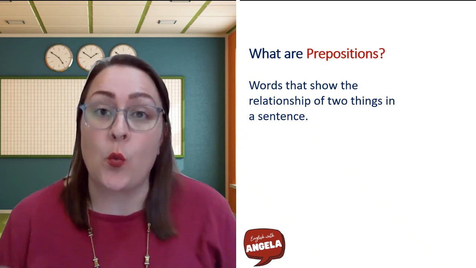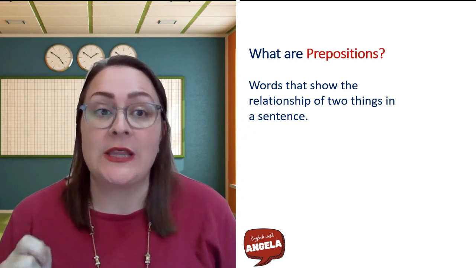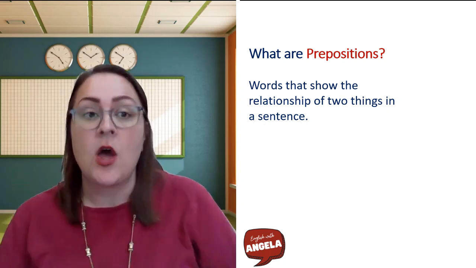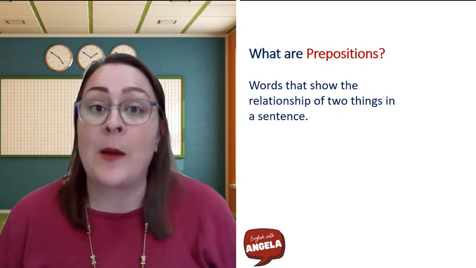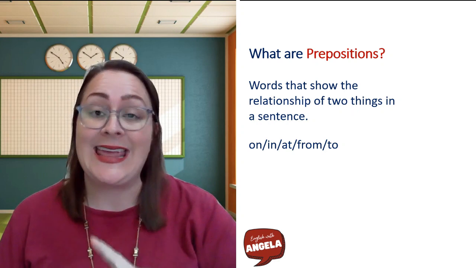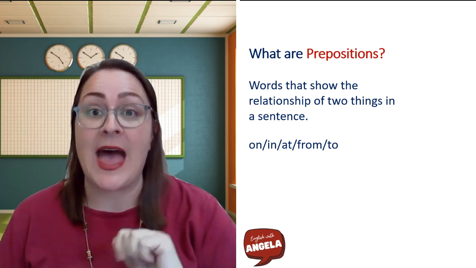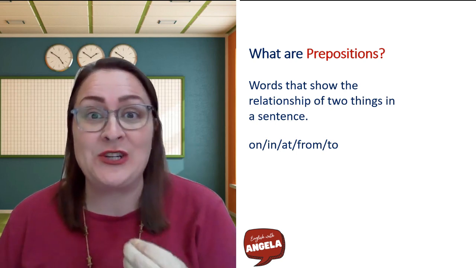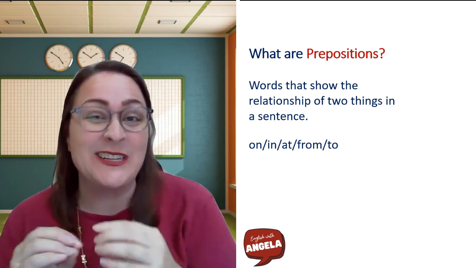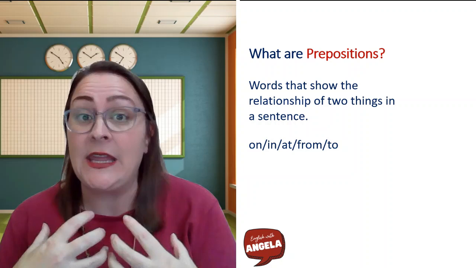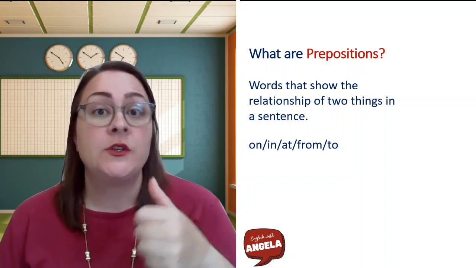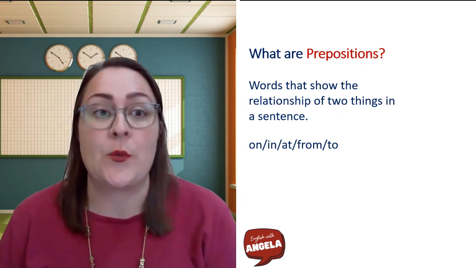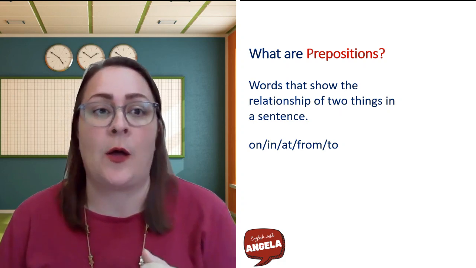So these are the words that show the relationship of two things in a sentence. So how two things are connected. And prepositions are on, in, at, from, and to. So we're going to review these really briefly just to make sure we're using them in the right way. And I'm going to talk about a couple examples that I hear on a regular basis as well. So hopefully if you realize you do it, make a note, take a picture so that you remember, okay? All this is to help you.